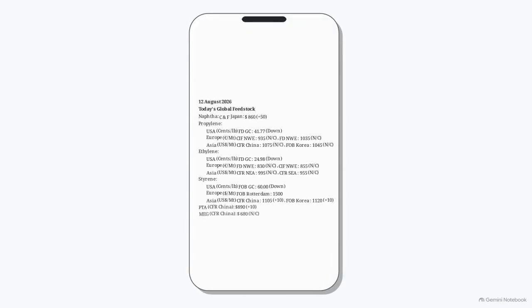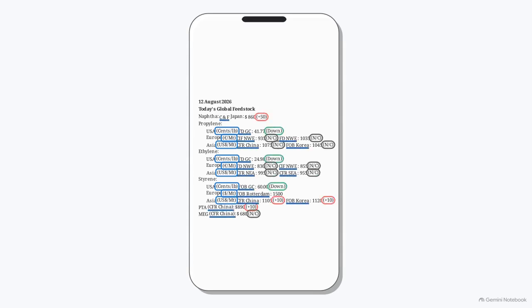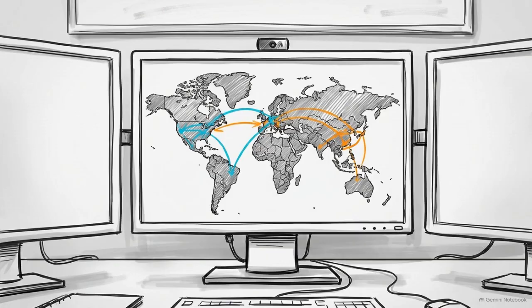This is an alert sent on August 12th. It arrives as a dense smartphone notification, filled with emojis, shorthand, and figures. At first glance, the information appears disorganized. The feed contains mixed units, various plus and minus indicators, and a wide array of regional abbreviations. To an industry professional, however, this text follows a specific internal logic that maps out manufacturing costs across the globe.